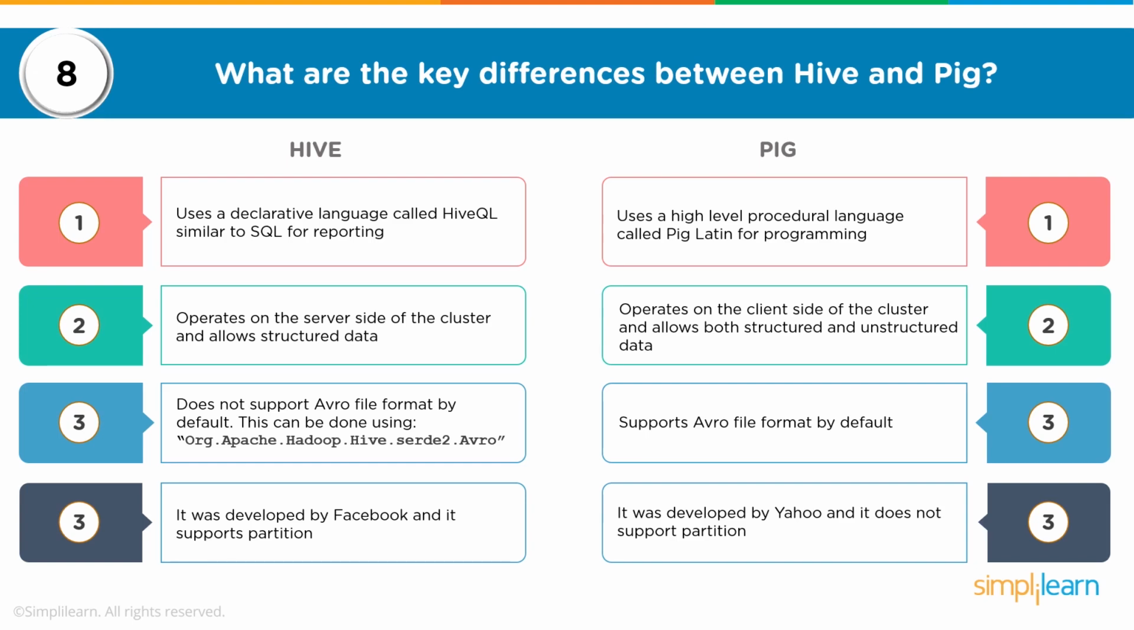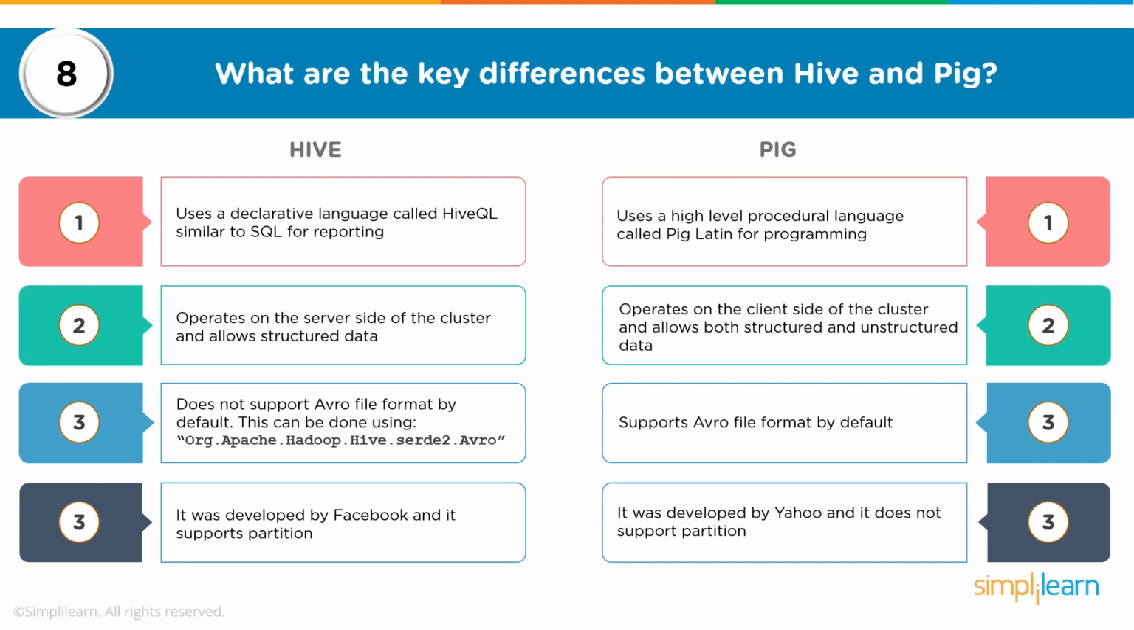Hive does not support Avro file format by default. However, that can be done by using the right serializer deserializer. So we can have Hive table data stored in Avro format, in sequence file format, in Parquet format, or even as a text file format. However, when we are working on smarter formats like Avro or sequence file or Parquet, we might have to use specific serializers, deserializers. For Avro, this is the package which allows us to use Avro format. Pig supports Avro format by default.